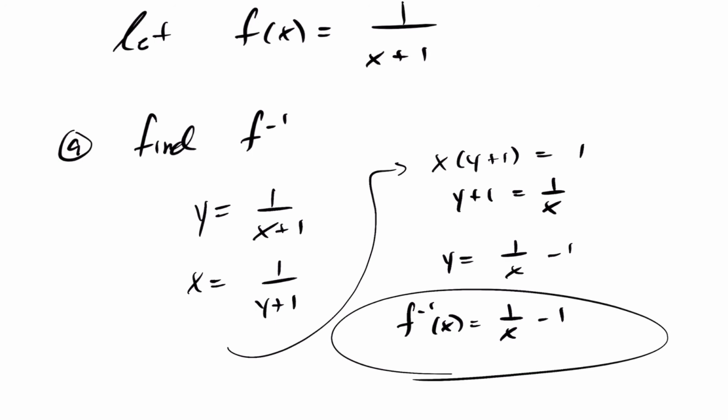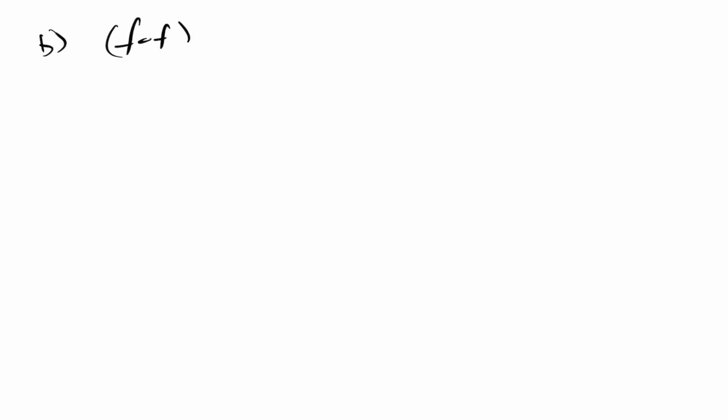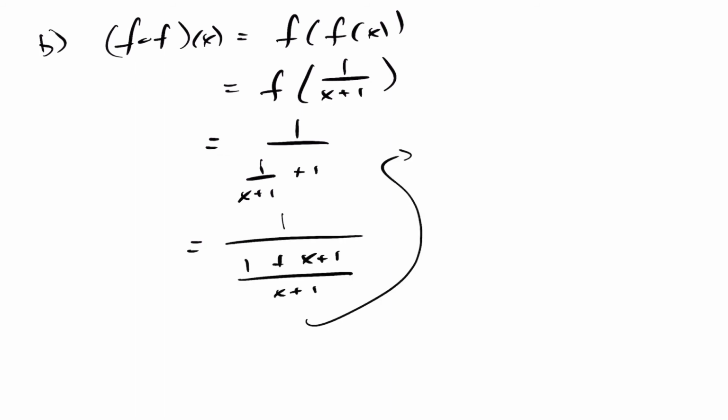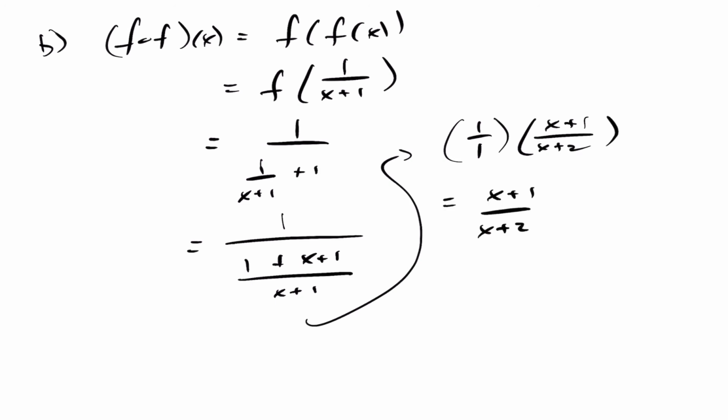Let's take a look at part B. In part B, they want us to find f composite f at x. Well, by definition, that's going to be f acting on f at x, which is going to be f acting on 1 over x plus 1, which is going to be everywhere I see an x, I'm going to change that to a 1 over x plus 1. So I'm going to clean this up a bit here. Let's go ahead and get a common denominator in the bottom. And we'll multiply by the flip here and simplify where we can. And I end up getting x plus 1 over x plus 2. Okay, so we've got our f inverse calculated, and we have f composite f calculated.